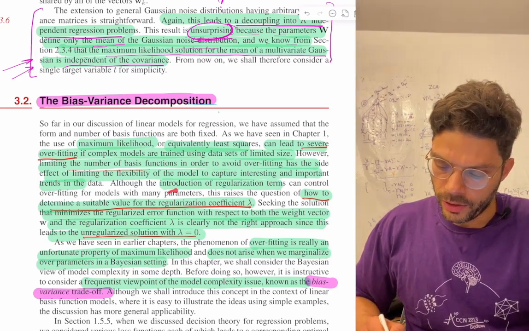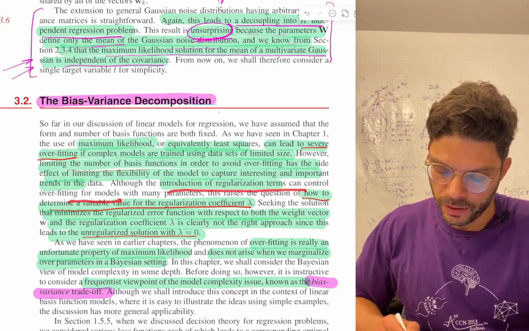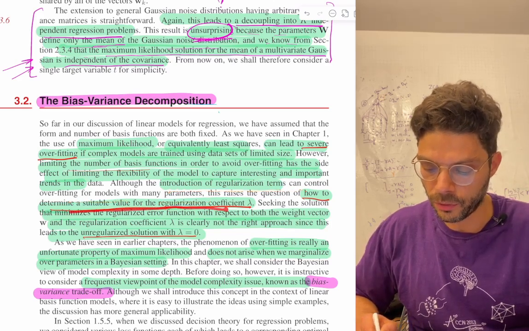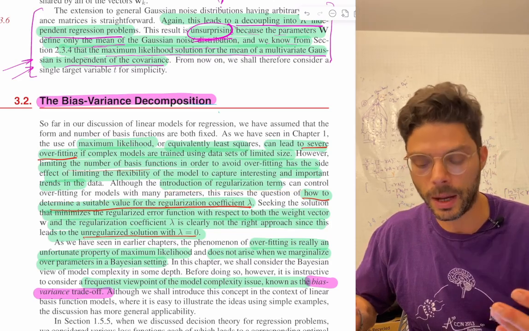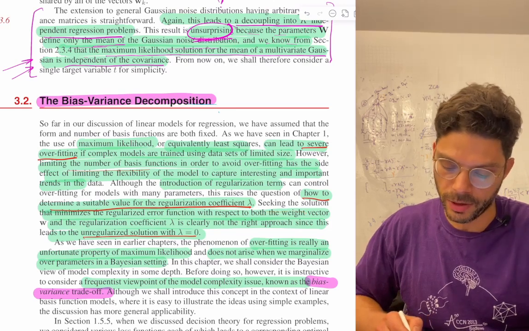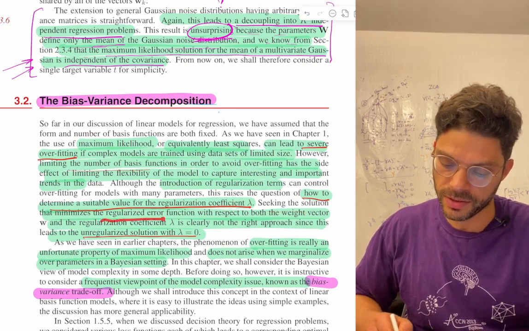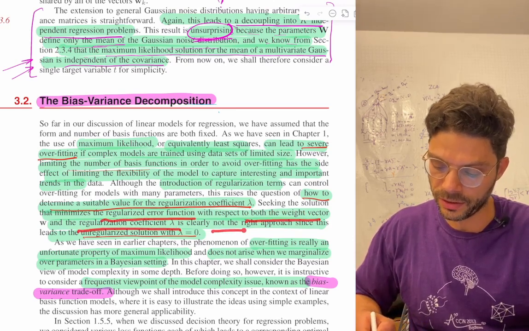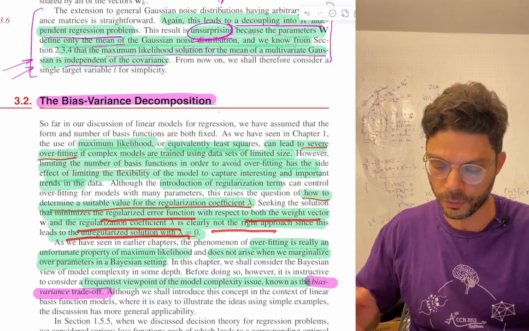Okay, so although the introduction of regularization terms can control overfitting for models with many parameters, this raises the question of how to determine a suitable value for the regularization coefficients, or how we are going to know how much to regularize. Now, seeking the solution that minimizes the regularized error function with respect to both the weight vector and the regularization coefficient is clearly not the right approach, since this leads to an unregularized solution with lambda equals 0.